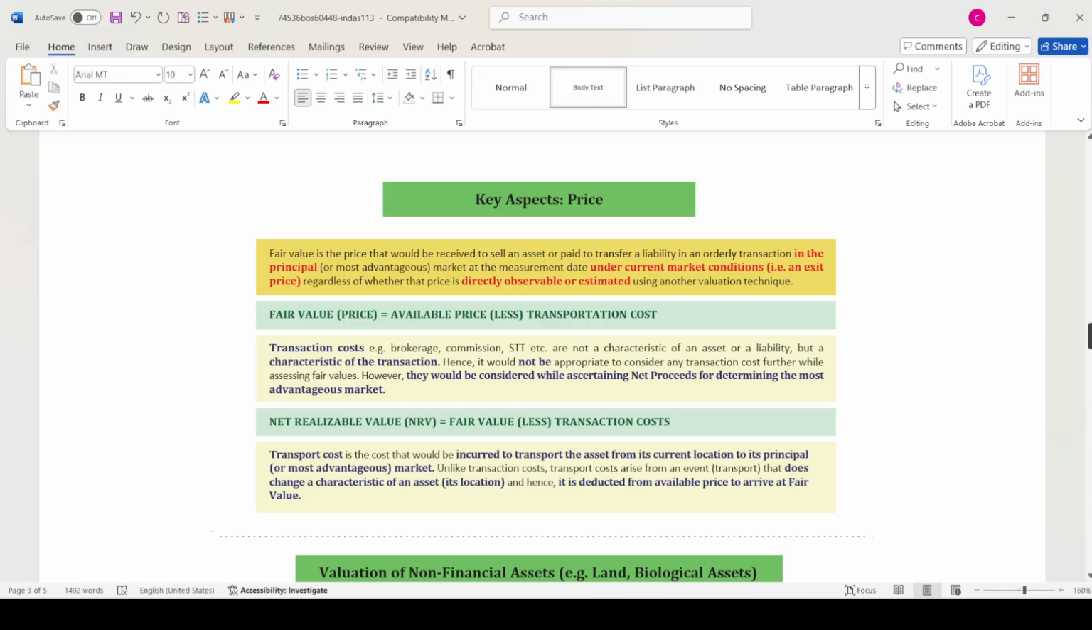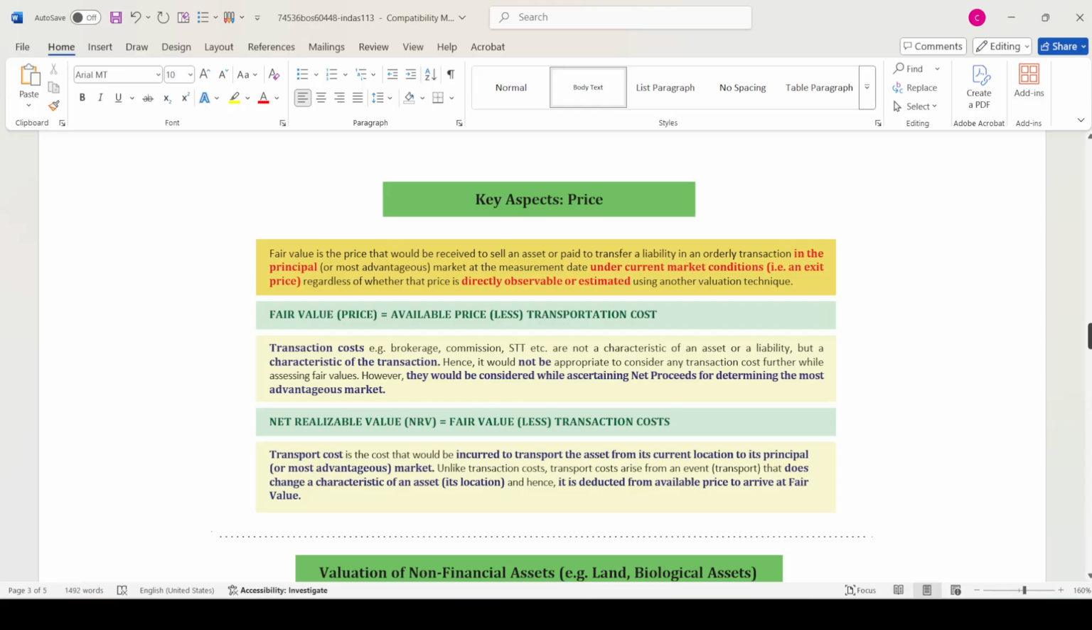So, in crisp and clear manner: for determining the fair value, we shouldn't take transaction cost. However, for determining which market is the most advantageous market, we should consider transaction cost and transportation cost, then calculate the net proceeds, and then decide which market is the most advantageous market. Then we take the price quoted in the most advantageous market, and based on that price, we calculate the value of the asset or liability as on the balance sheet date. I think you are clear.